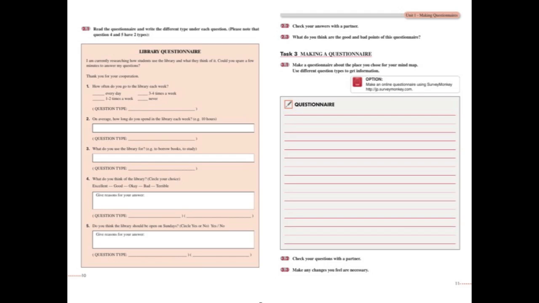Then, in task 3, they're asked to make their own questionnaire about a place at their school. So they can choose one place from the task 1 mind map, and they make their questionnaire either using SurveyMonkey, if you wish, or there is space in the book for them to make a small questionnaire there. They check their questions with a partner and make any changes that are recommended.